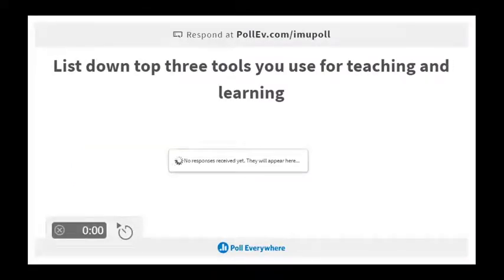So can you just list down what you need to do? Kindly go to pollev.com/IMU poll and list down your top 3 tools for teaching and learning.